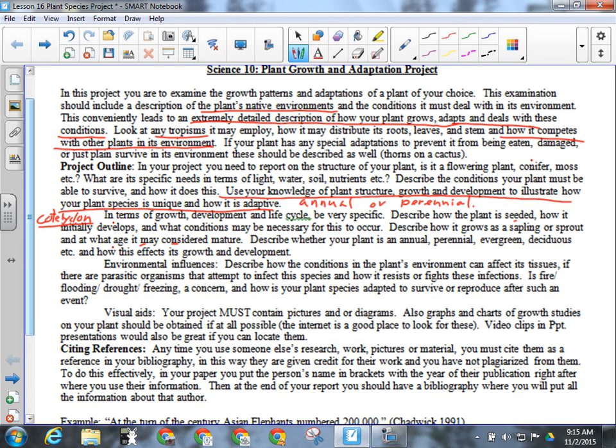If it's evergreen, don't confuse evergreen with pine tree. Pine trees are a kind of evergreen, but plants in the rainforest are also evergreen. They just don't lose their leaves, but they're not pine trees. How does that affect its growth and development? If it lives in an environment where there's a long drought or a long winter, how does your plant go dormant? What does it do? How does it deal with those cold conditions?